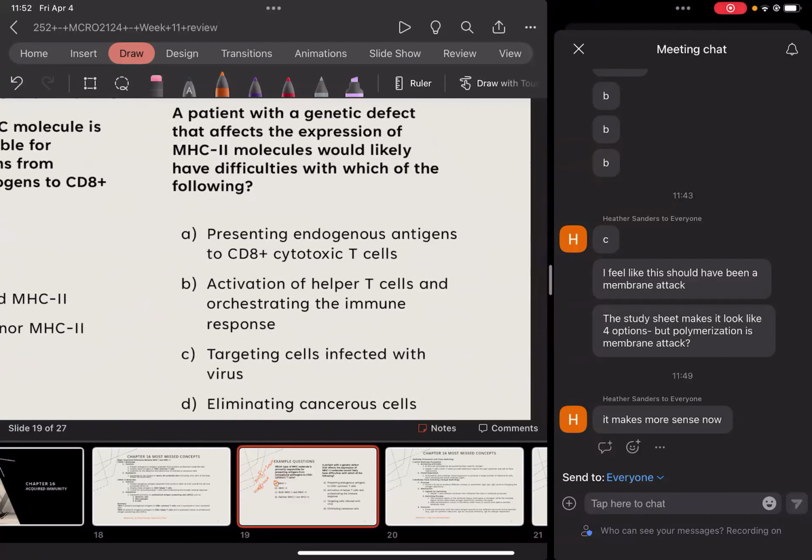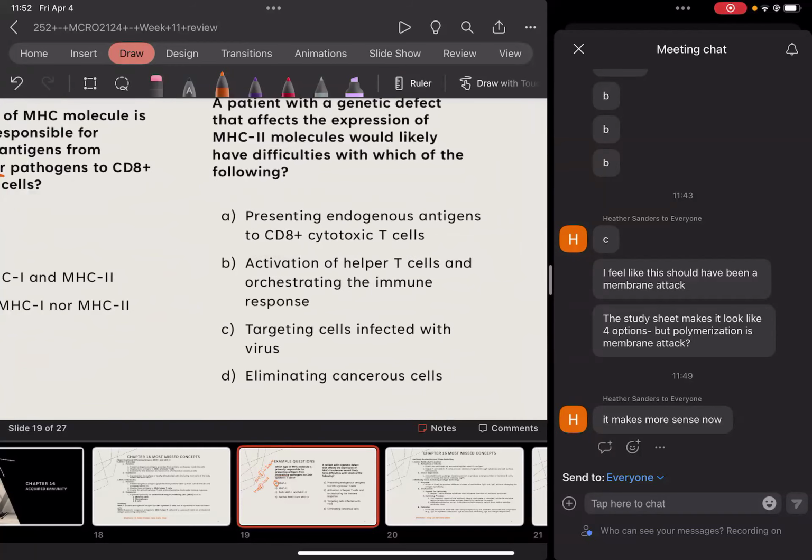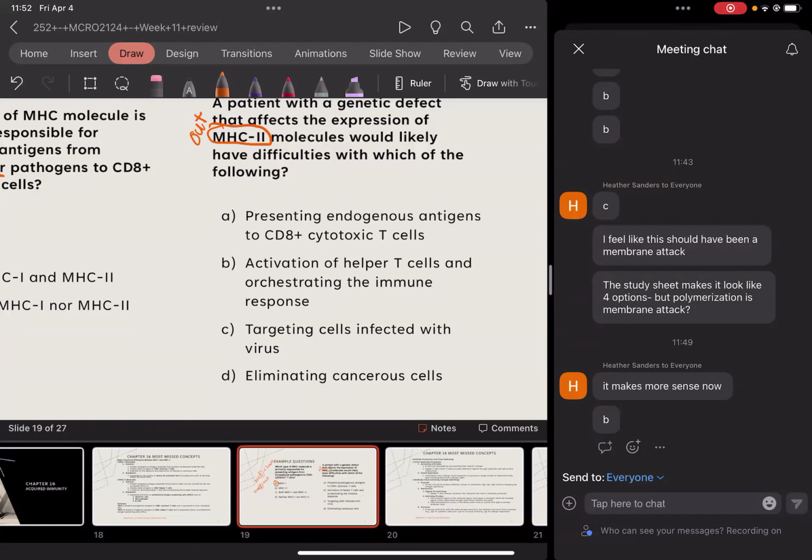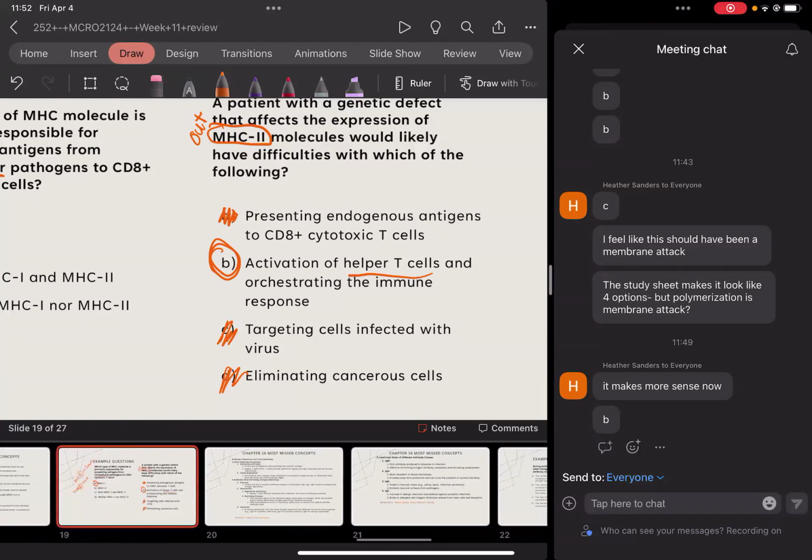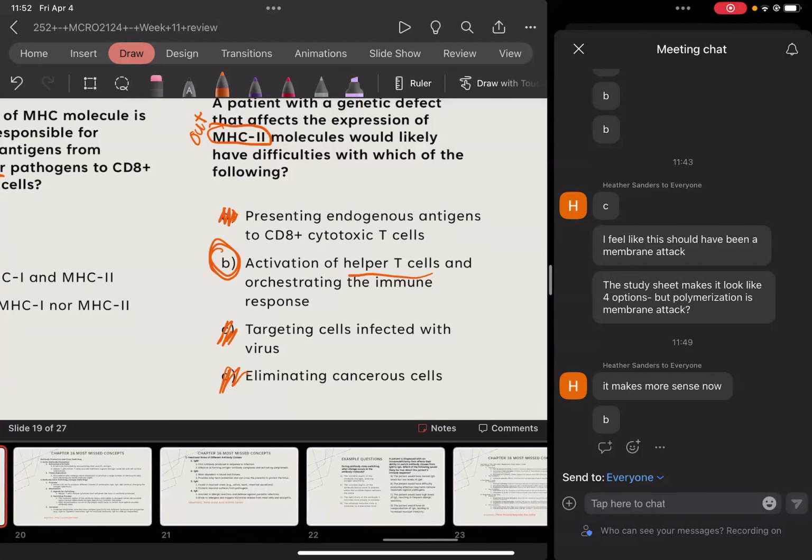All right, the next question. A patient with a genetic defect that affects the expression of MHC2 molecules, this identifies outside stuff, will have difficulty with which of the following? Will they have a problem presenting endogenous antigens? No, because this is MHC1 related. Will they have a problem activating helper T cells? Helper T cells recognize MHC2, right? And so that's not an issue with targeting inside stuff like viruses, and not eliminating cancer cells. That's all inside stuff. All right, moving on to the next thing.